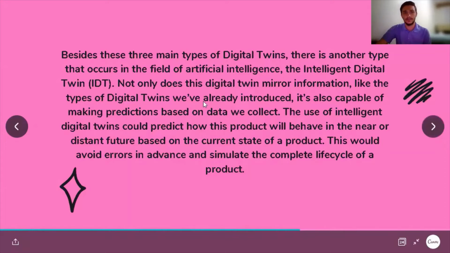Besides these three main types of digital twins, there is another type that occurs in the field of artificial intelligence, the Intelligent Digital Twin, IDT. Not only does this digital twin mirror information, like the types of digital twins we have already introduced, it's also capable of making predictions based on the data we collect.